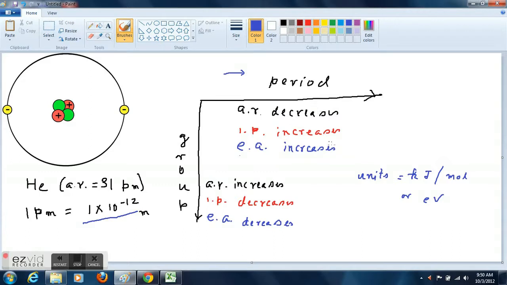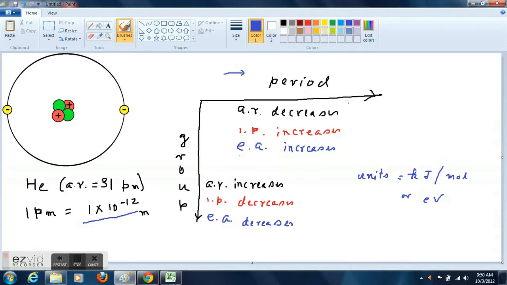And for inert gas in the same period, atomic radius is the lowest, and ionization potential and electron affinity are the highest in a period. And as we go down the group, atomic radius increases. That means between lithium and sodium, the atomic radius of sodium is more. Ionization potential decreases. That means it will be easier to remove an electron because the distance between the outermost electron and the nucleus increases, so their attraction also decreases, and electron affinity also decreases. So now you got the idea.